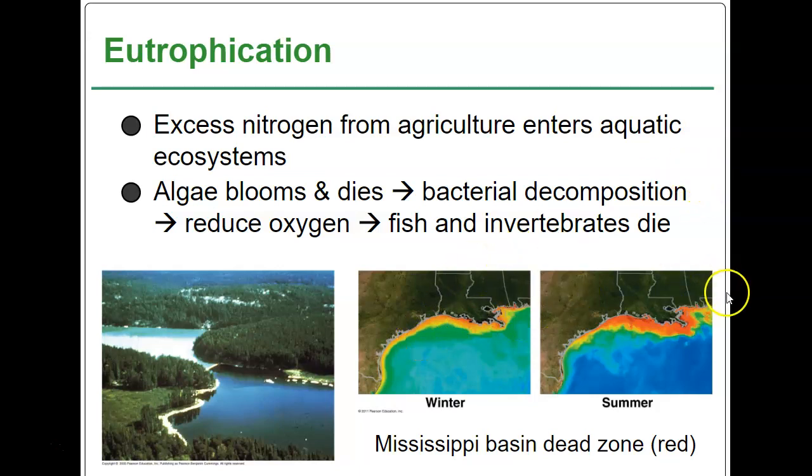And that's why we have something called a dead zone on the Gulf Coast, for example, because any type of runoff in these algal blooms end up depleting the oxygen to the point where nothing can really live. And that's why it's called a dead zone.